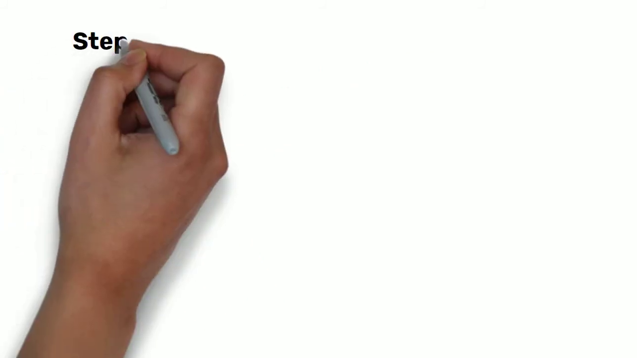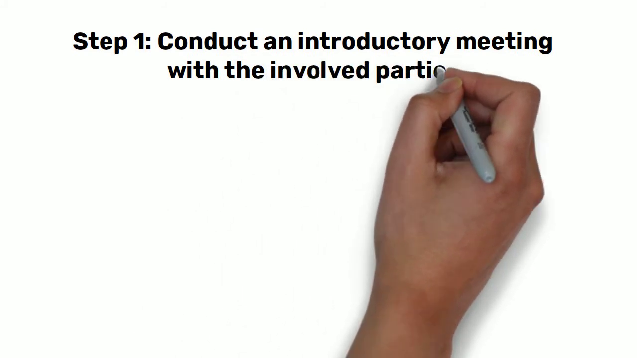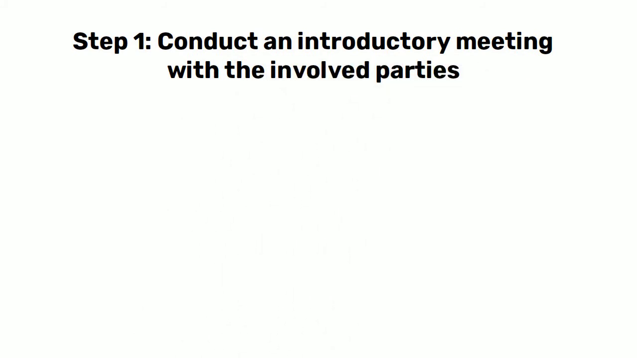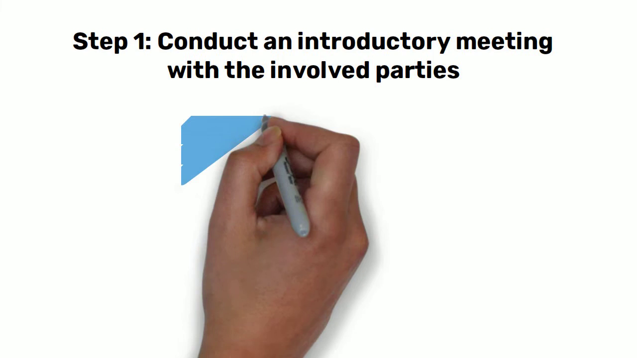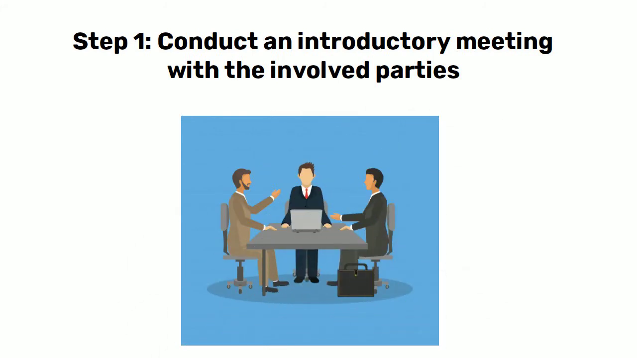Step 1. Conduct an introductory meeting with the involved parties. In this meeting, you will establish the ground rules and explain how the mediation process will work. In this step, you will need to get buy-in from the participants. They need to be willing and open-minded to try mediation. If they are not, it will not work.